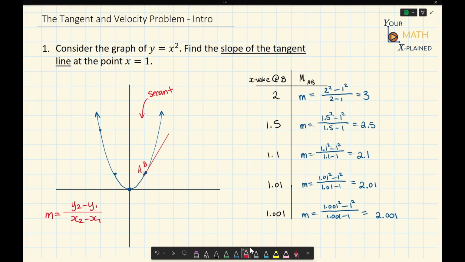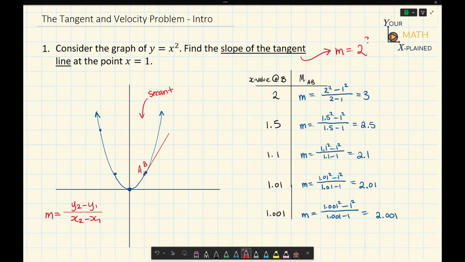So now, without knowing the actual way to calculate the slope of the tangent line, by filling out this table, we can make an educated guess and say that the slope of the tangent line at the point A is going to be equal to 2. And we're just going to put a little question mark because we don't know that for sure yet.